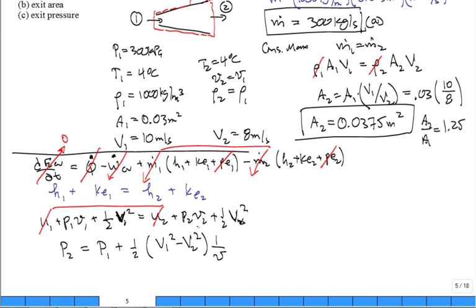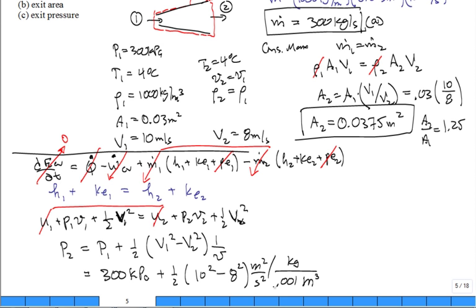Ready to plug numbers? So we plug in a number and we say, okay, it comes in at 300 kilopascal. We have 1/2 times the velocity coming in, 10 squared, minus the velocity going out, 8 squared, meters squared per second squared. And then we have the specific volume, or multiplied by the density, either one. Here, put in 0.001 meters cubed per kilogram. True. And then I've got to get the units to work.